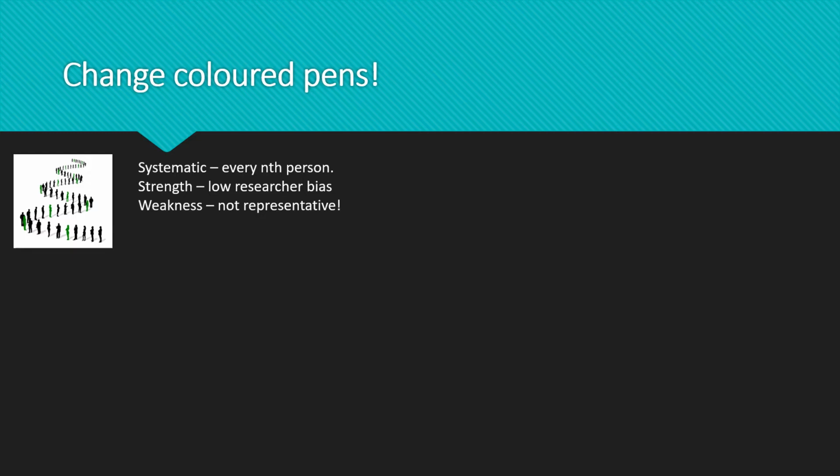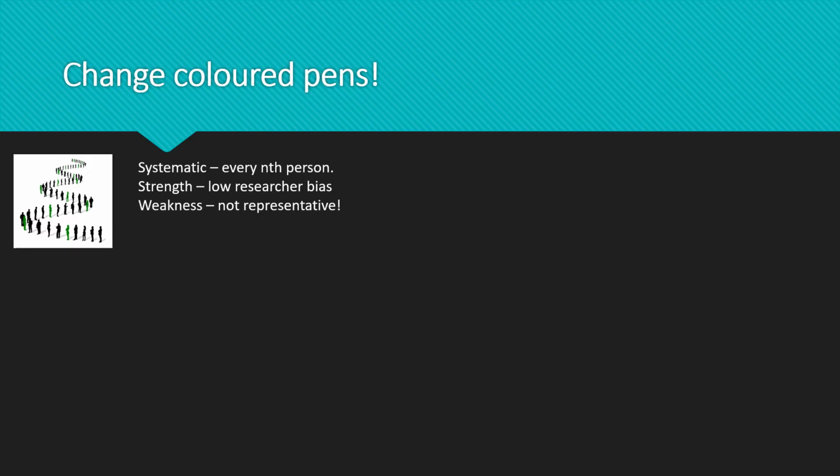In that first box, that image, systematic, which means every nth person. Now, it could be that you get everyone's name into a list and you select every fourth person, and that is it. You ask them if they would like to participate. If they agree, then you can use them in your study.